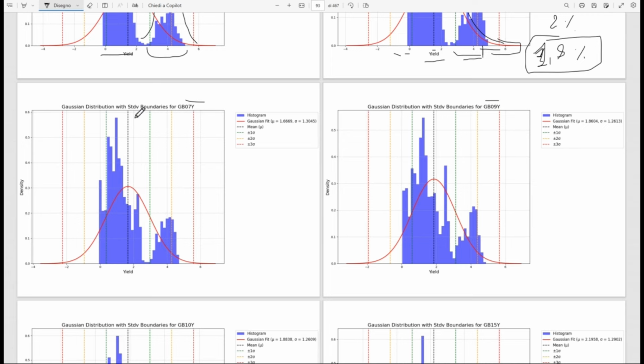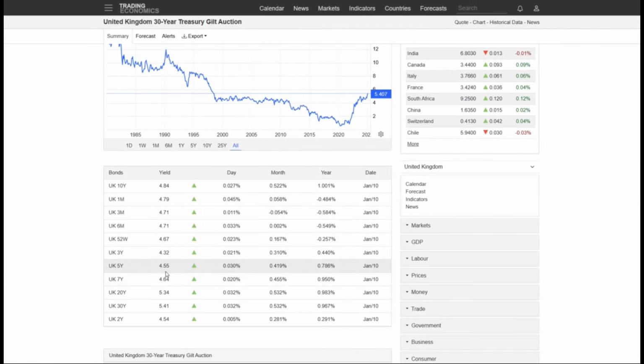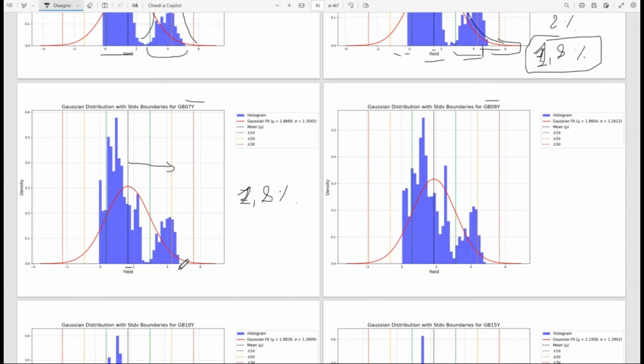This is the 7-year, and we see that the average yield should be 1.8 or 2%. So the average yield is here. On the chart there isn't the data, so let's say for argument's sake it's 1.8%, and then the market is pushing away 2 standard deviations from the average rate of borrowing for the UK government. The 5-year was 4.55, and the 7-year cost of borrowing is 4.64. So you are in this tail here, at 4.64. It's well above the 2 standard deviations.